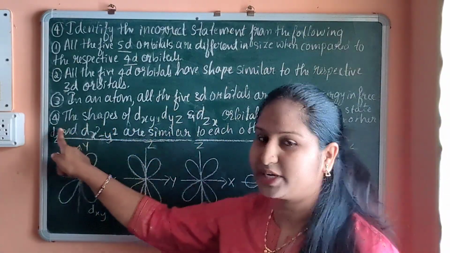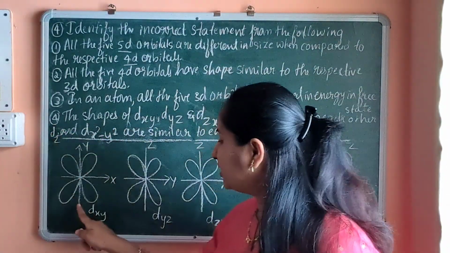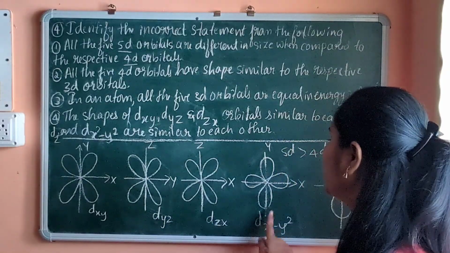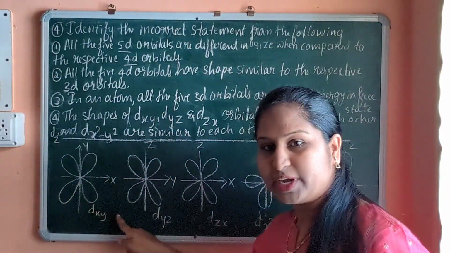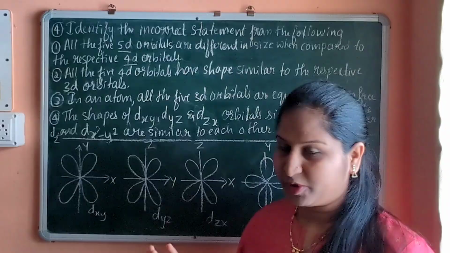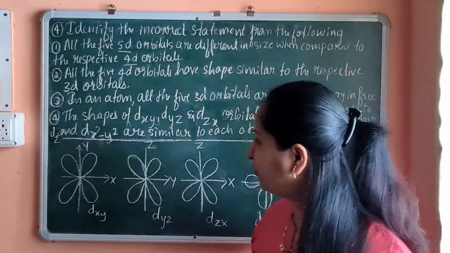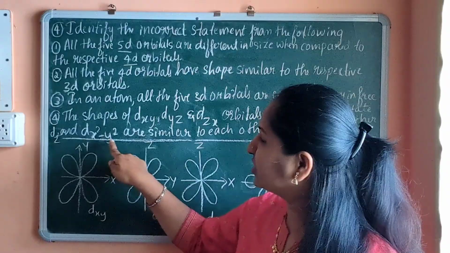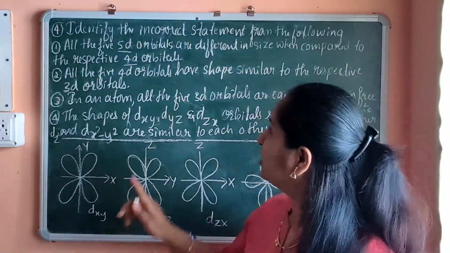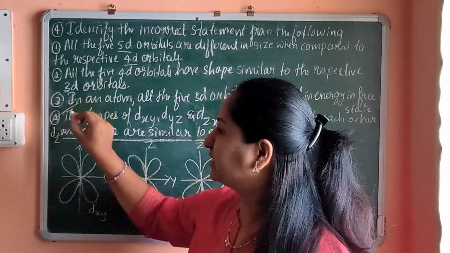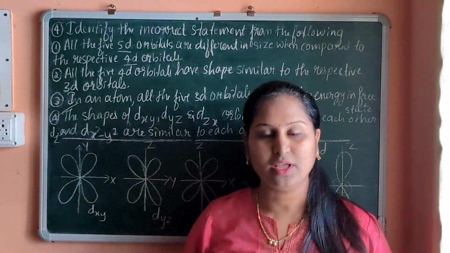So, this fourth statement is wrong because dxy, dyz, dzx and dx square minus y square, these 4 orbitals have a similar shape, whereas dz square has a different shape. But they have told that dz square and dx square minus y square are the same. Hence, among the given options, the fourth one is the incorrect statement. That's why the fourth one will be the answer.